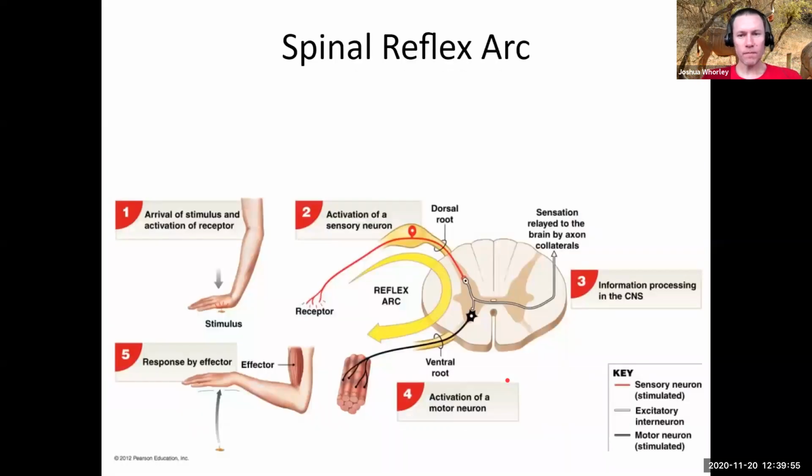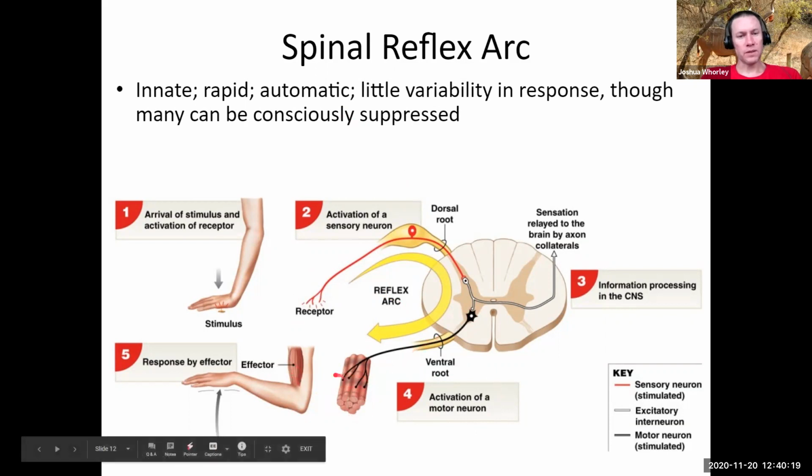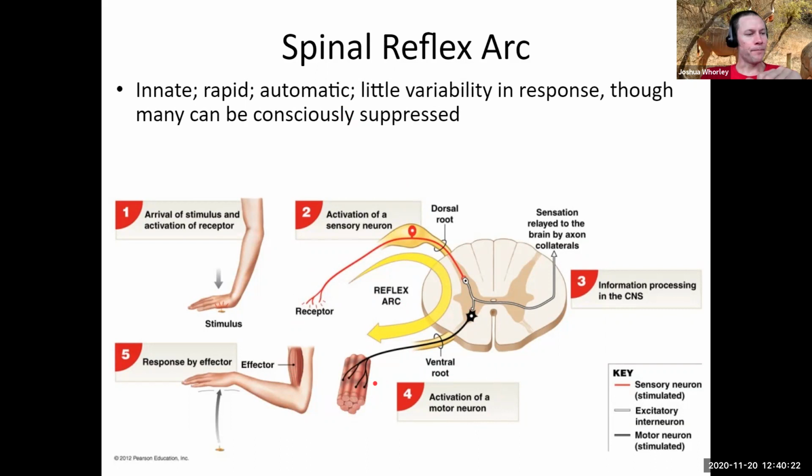Okay, so here's a simple reflex arc. And the reason to show you this is to show you that there are always these five steps in a reflex arc. What's pictured here is a spinal reflex arc. It's only taking place in the spinal cord, doesn't involve the brain. It's a somatic reflex arc in that skeletal muscles are the effectors. And it's innate, so it's genetically programmed. There's not really any variability, and there isn't any improvement over time.